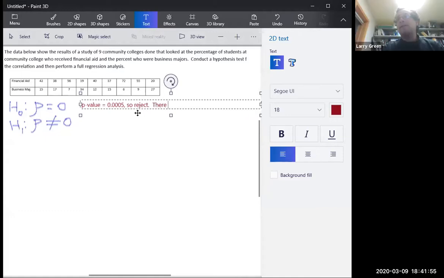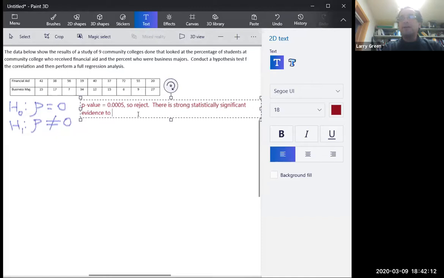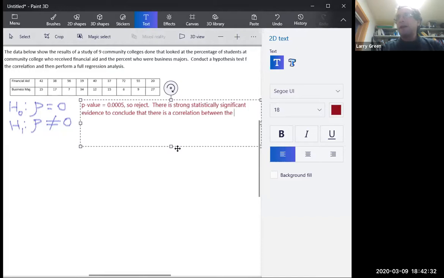So that means there is, and this is a very small p-value, so I'm going to use the word strong when we have such a small p-value, statistically significant evidence to conclude that there is a correlation between the percent of financial aid recipients and the percentage of business majors.